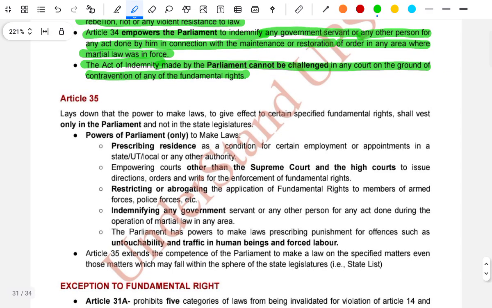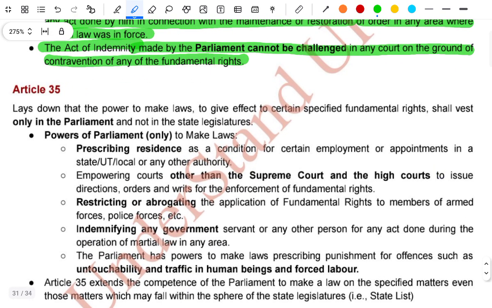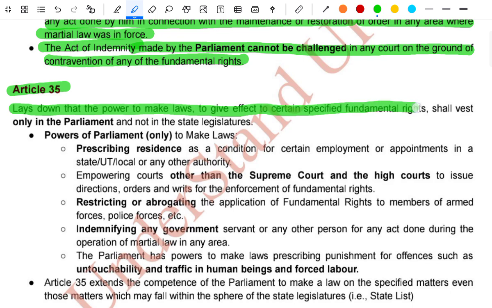Article 35 lays down that the power to make laws to give effect to certain specific fundamental rights shall rest only in the Parliament and not in a state legislature. The power of Parliament only to make law.